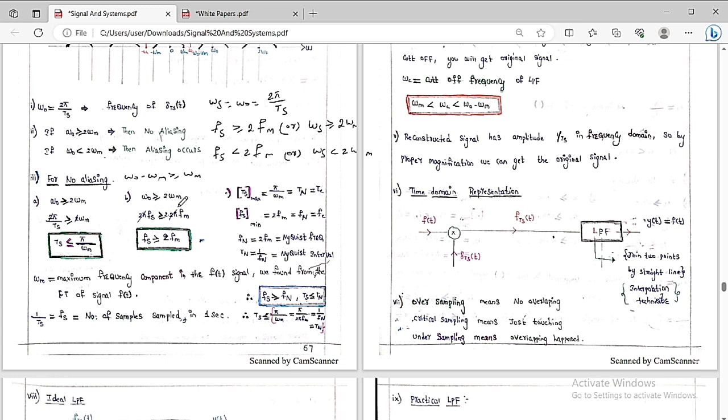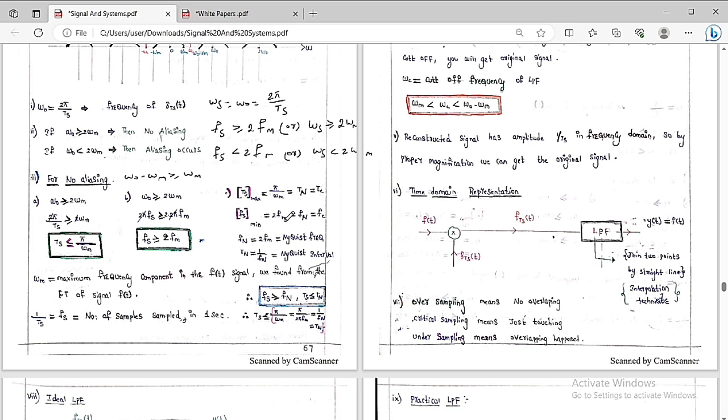Omega is greater than or equal to 2 times omega m. Omega is nothing but 2 pi fs, and omega m is nothing but 2 pi fm. So 2 pi cancels, and fs is greater than or equal to 2 times fm. You can write it like this.